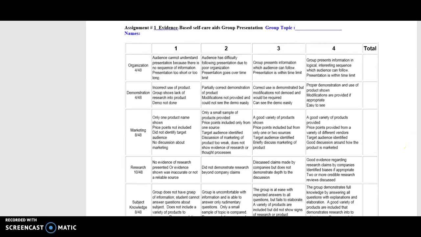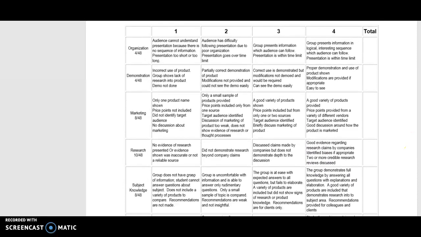The rubric is here. Make sure you've looked it over. So organization is worth 4, that you're presenting in a logical, interesting sequence, and the presentation is within time limit. You will lose marks if it's too short or too long. The demo, you did a demo, modifications are provided if appropriate, easy to see. The marketing, a good variety of products were provided, price points were provided, target audience, and a good discussion around how the product is marketed.